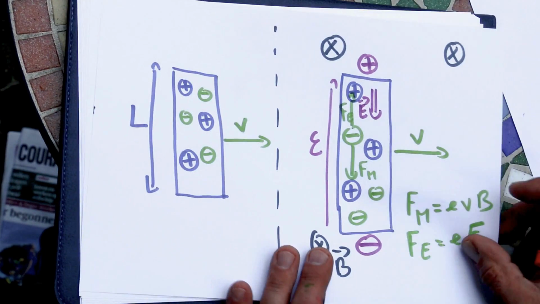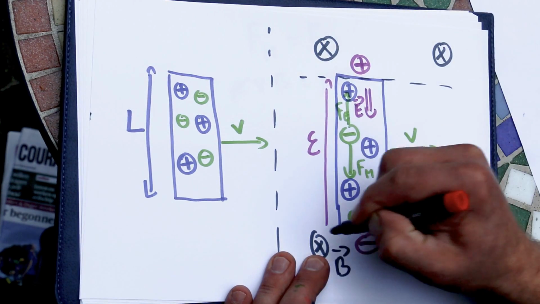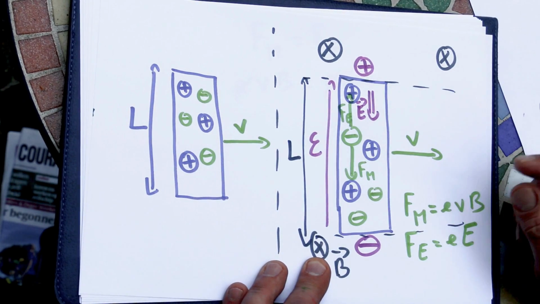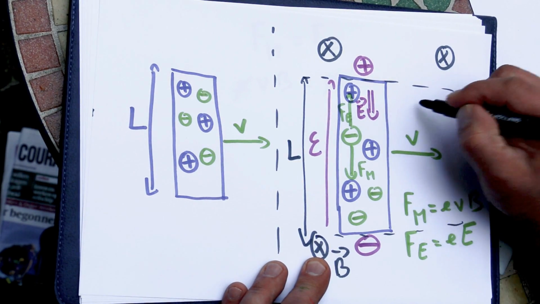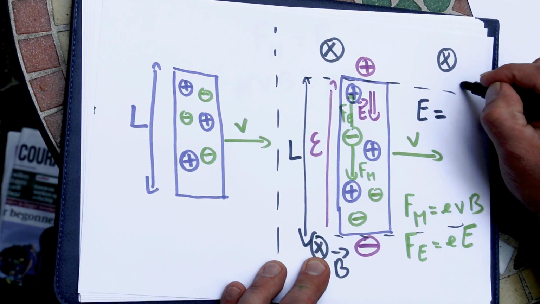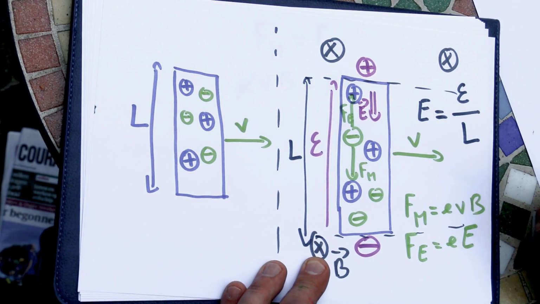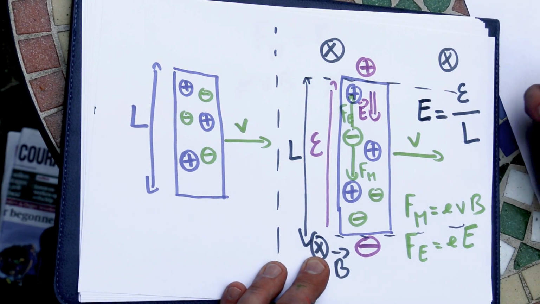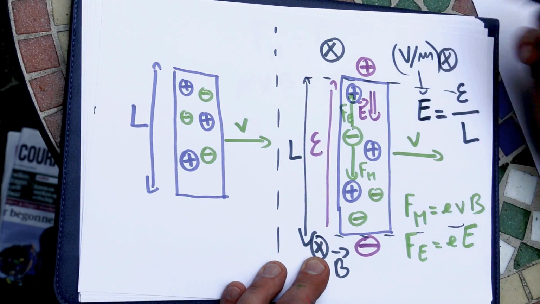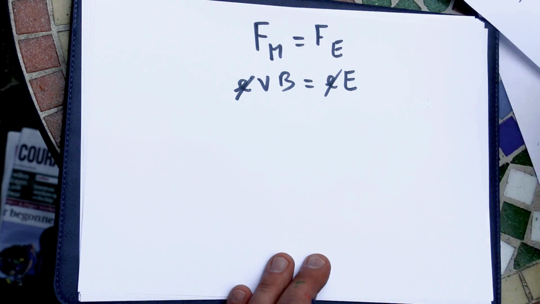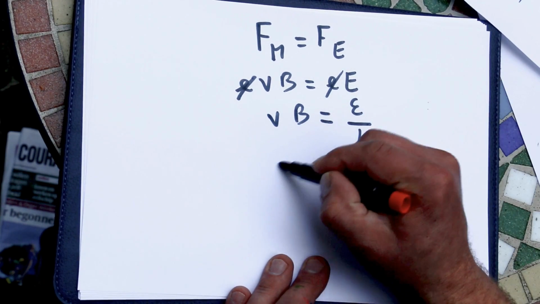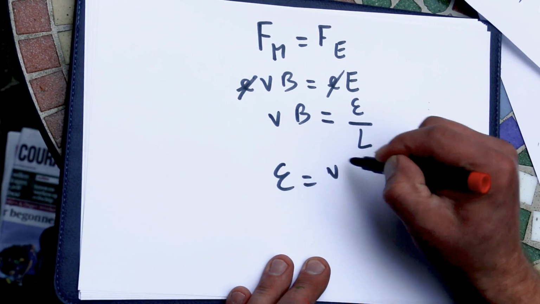Now, if we look at our bar, we can consider this like two plates. And the distance between the two plates will be the size of the bar, L. Well, the electric field within the bar can be defined by the ratio between the EMF and the length. E can be expressed in newtons per coulomb, but also in volts per meter. Now, let's replace this here. vB equals epsilon over L, which is epsilon equals vBL.